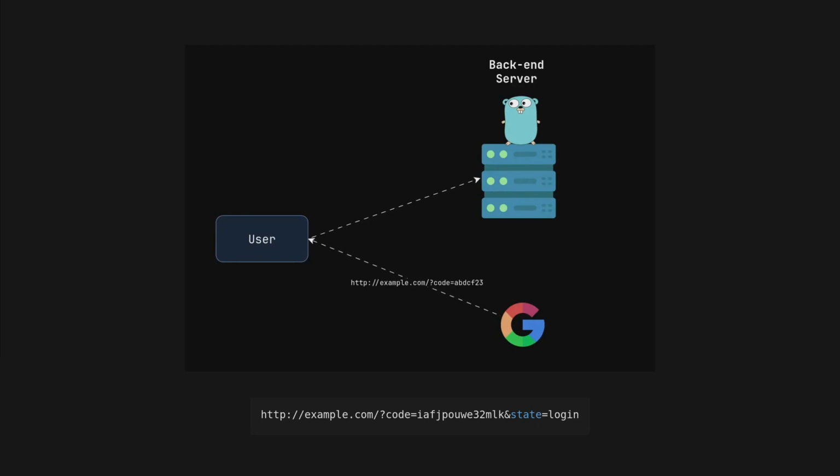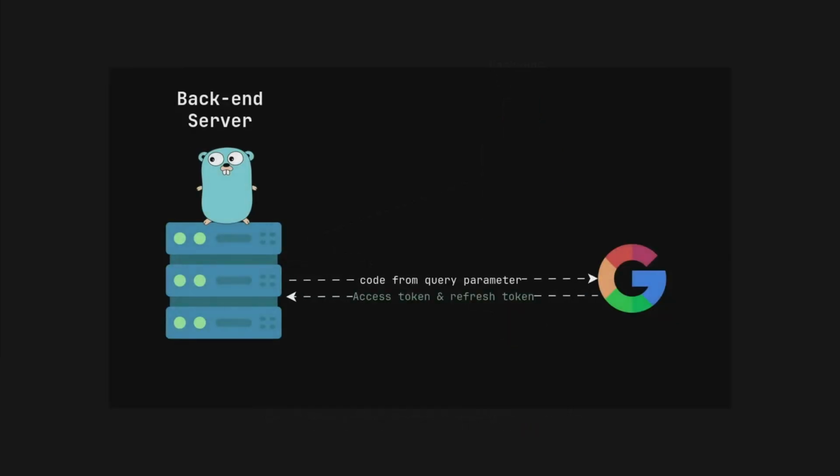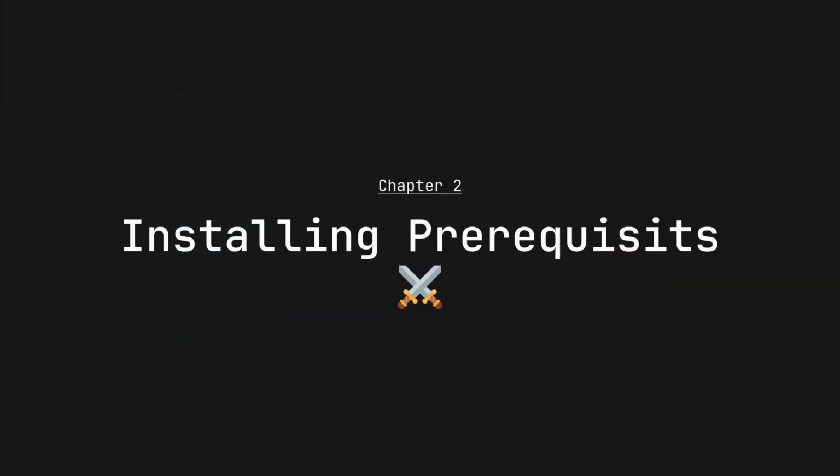When the user completes authentication, the OAuth provider redirects the user to your server with some query parameters in the URL. These query parameters contain a code and a state variable. You can use the state parameter to restore the user's state. Then the server uses this code to get the access token and refresh token from the OAuth provider. When this request is successful, the OAuth flow ends and the user is successfully authenticated.